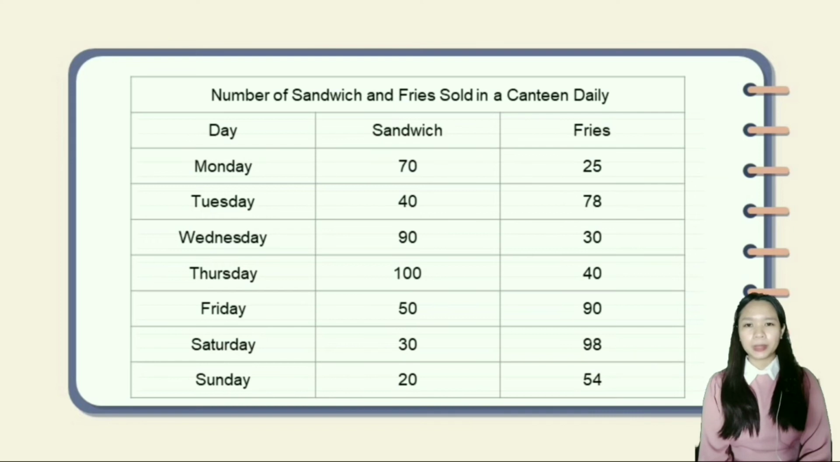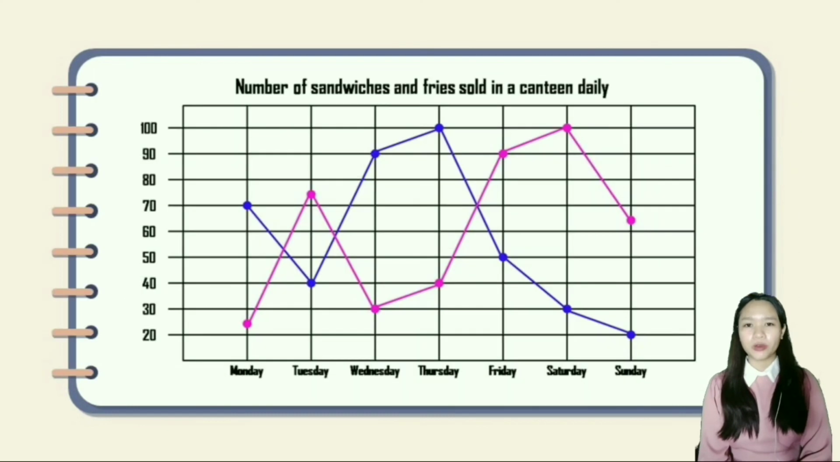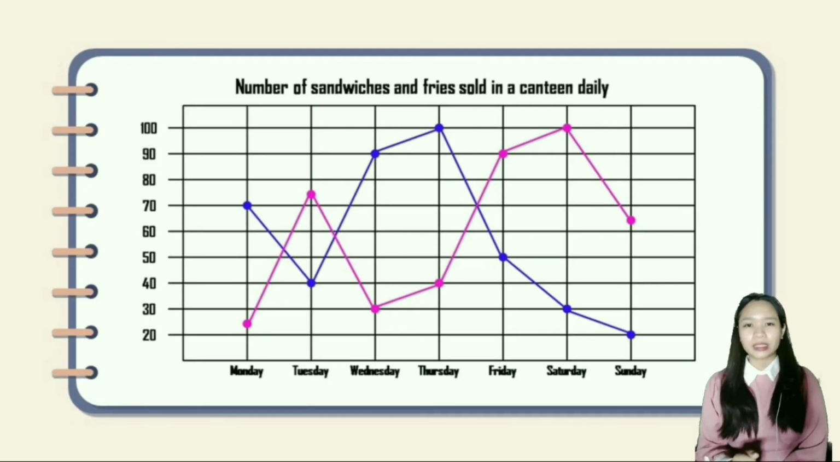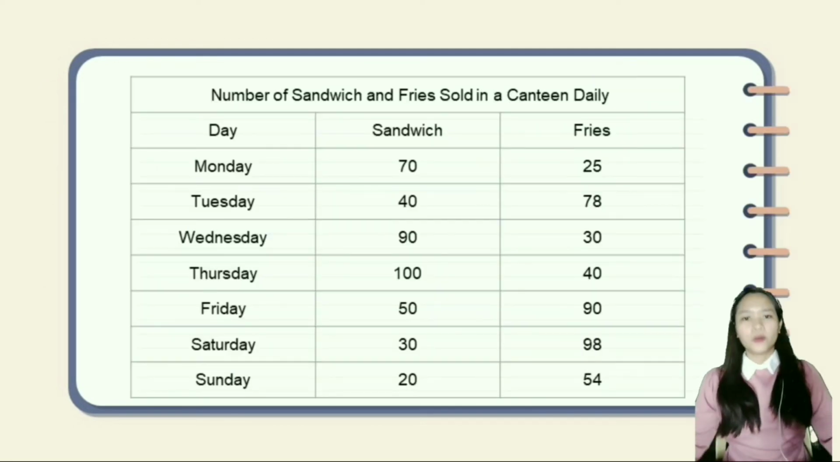For Monday, the canteen sold 25 fries. Where are we going to plot a point? Correct, at the center or between the numbers 20 and 30. For Tuesday, the canteen sold 78 fries. So where are we going to plot a point? Correct. We're going to plot a point between 70 and 90. For Wednesday, the canteen sold 30 pieces of fries. So where are we going to plot a point? Correct, next to 30. On Thursday, the canteen sold 40 pieces of fries. So where are we going to put a point?